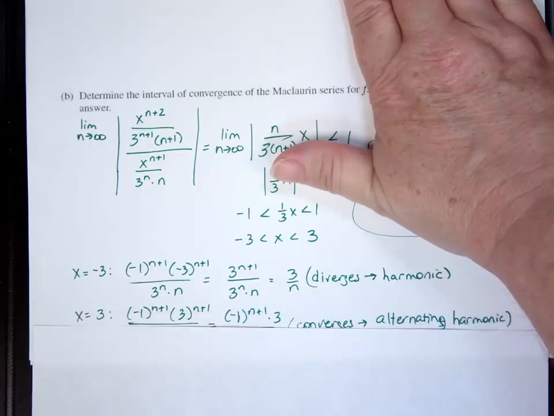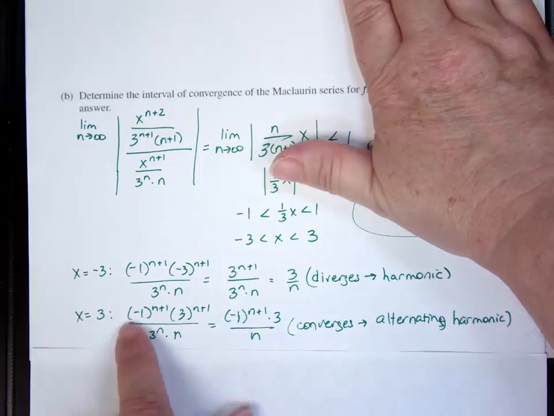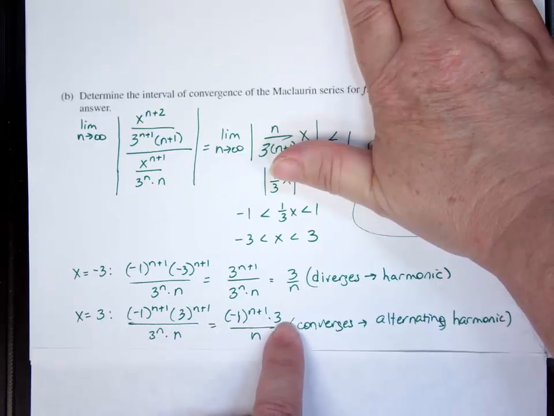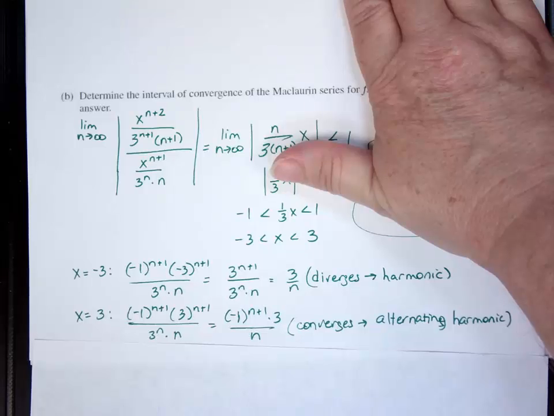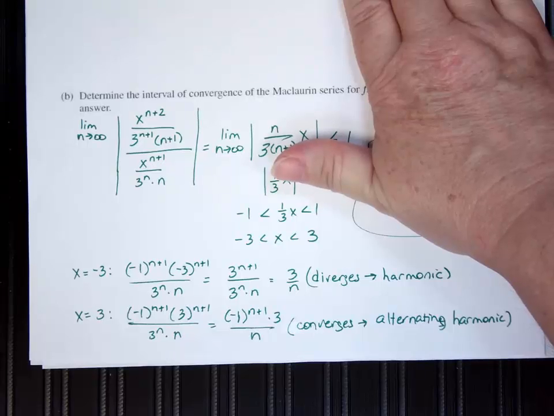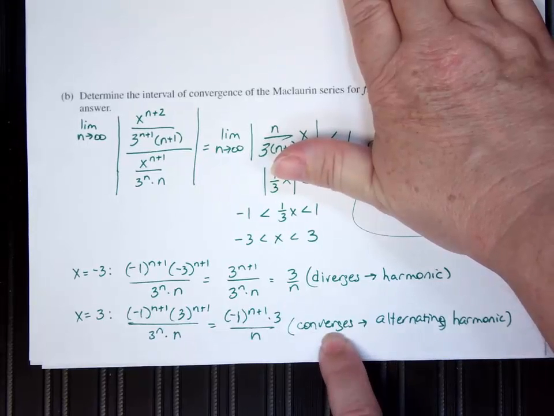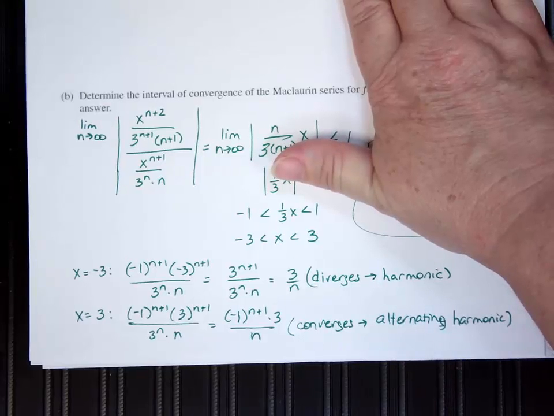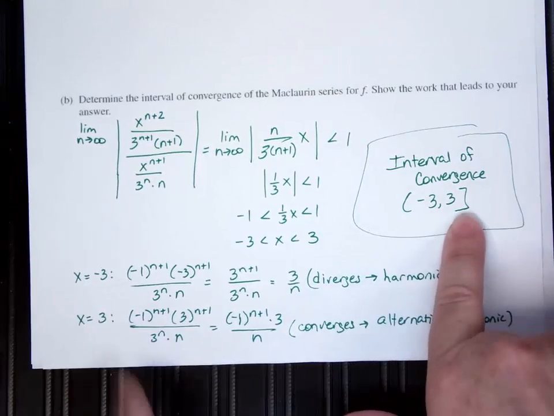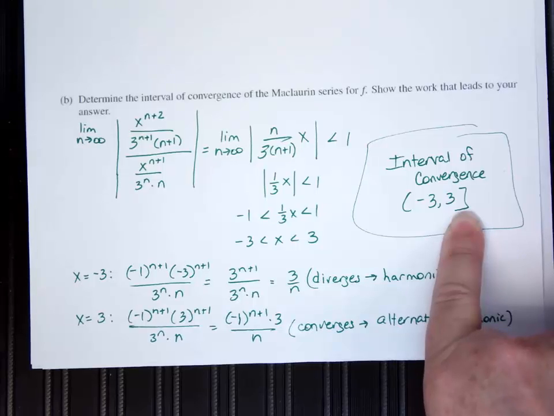Positive 3, on the other hand, is a little bit different. The negative 1 to the n plus 1, 3 to the n plus 1, I could combine them, but I don't want to because I want the 3's to cancel. So I leave this alone. That's going to be a single 3 over n. So I have now an alternating harmonic series, which with multiple times of doing these problems we discovered converges. This is a conditional convergence. It's an alternating harmonic series. So that means negative 3 gets the parenthesis, positive 3 gets the bracket as far as the interval of convergence is concerned, because of the way that they converge and diverge.